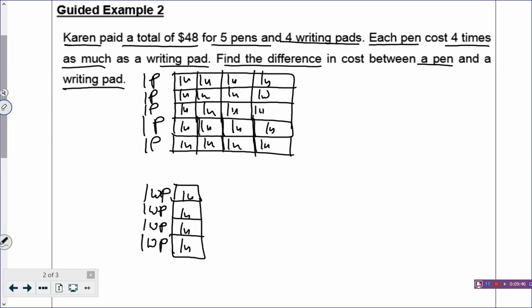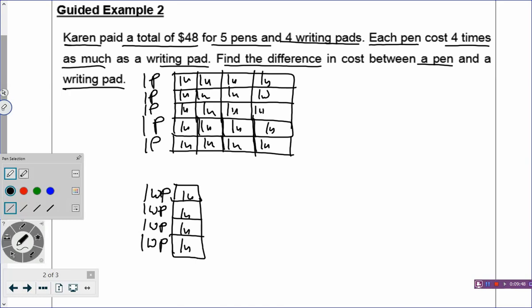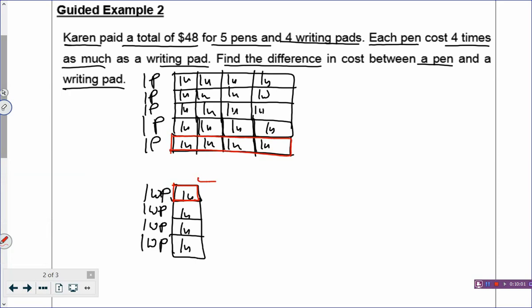So how do we find the difference between the cost of a pen and a writing pad? You just look at the pen, which is the horizontal row, and then you look at the writing pad, which is so much. And what is the difference? Difference means how much more. So your difference is actually here, which is to find how much more. How much more is a pen than the writing pad? Now, if your model is fantastic, you should be able to use the model to solve the problem.